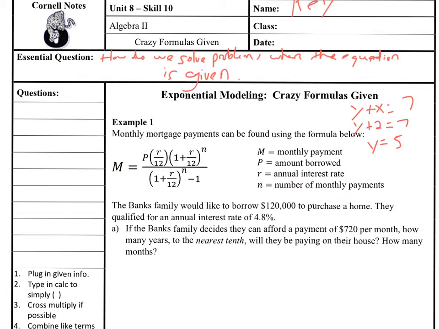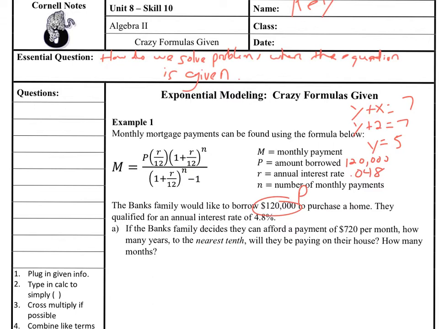So we have our rate. Start off with that, right? 0.048. We got that by dividing 4.8 by 100. Then we have our P, which is the amount we would like to borrow, $120,000, amount borrowed. So this is P, okay? 120,000.